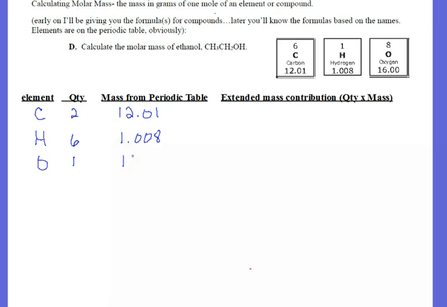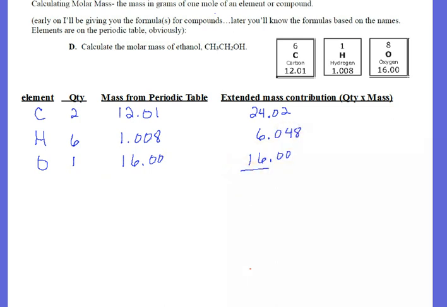And our oxygen is 16.00 grams per mole, or atomic mass units. Then I just really extended mass contribution. I just multiply the quantity times the mass off the periodic table. So I multiply 2 times 12.01, I get 24.02. And then 6 times 1.008 is 6.048. And then 1 times 16, well, that's just 16.00.